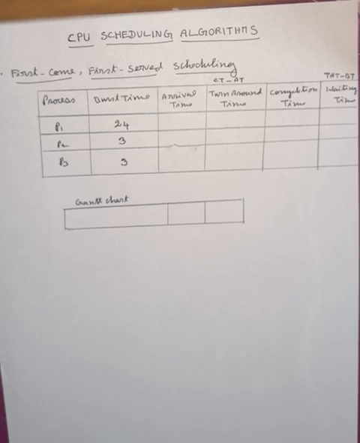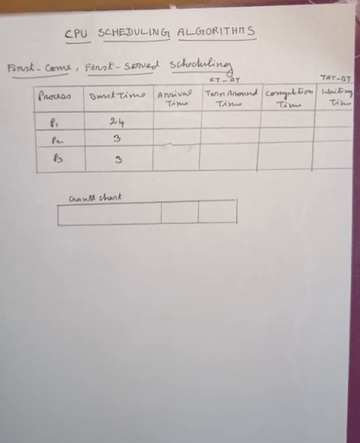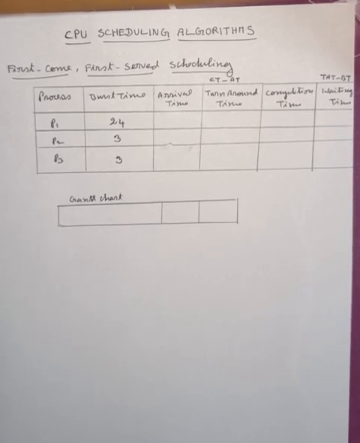We have different types of CPU scheduling algorithms: first come first served scheduling, shortest job first scheduling, priority scheduling, round robin scheduling, multi-level queue scheduling, and multi-level feedback queue scheduling. Now we are going to see about first come first served scheduling. The process that requests the CPU first is allocated the CPU first. It is a non-preemptive scheduling technique. The implementation of the first come first served policy is easily managed with a first in first out queue.